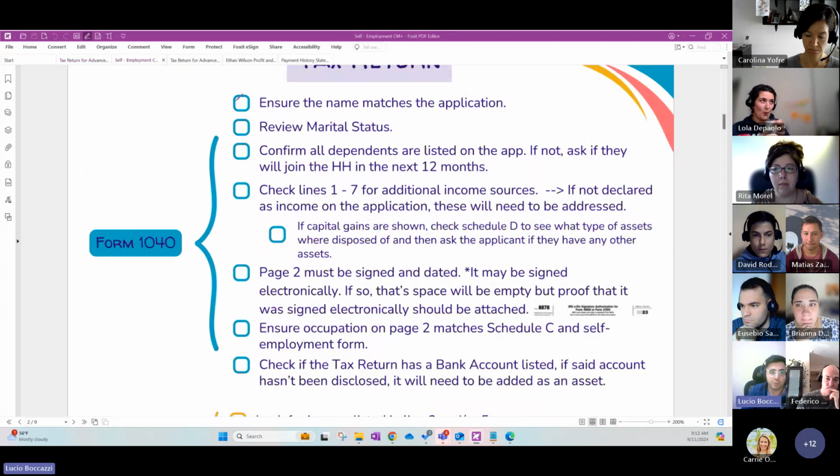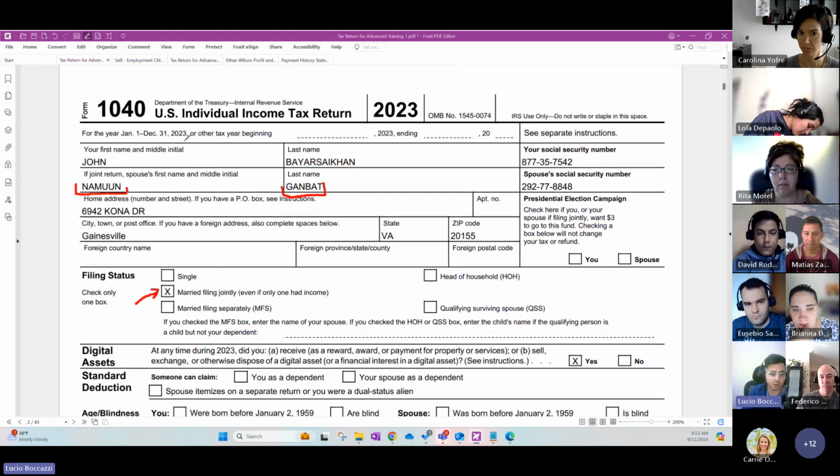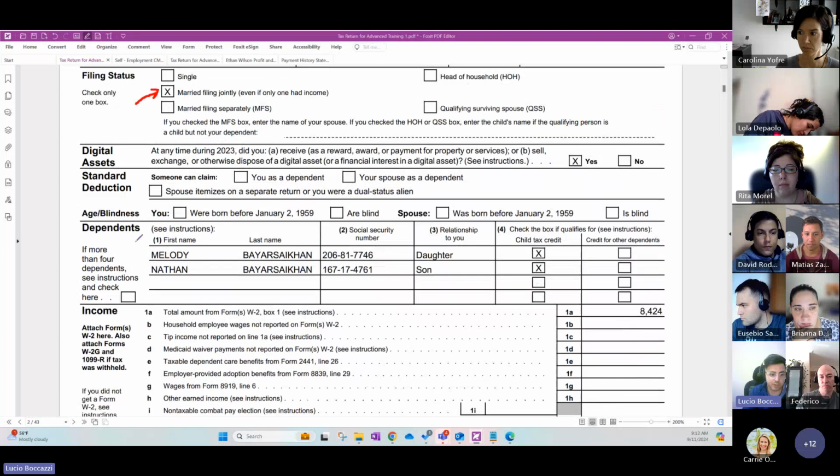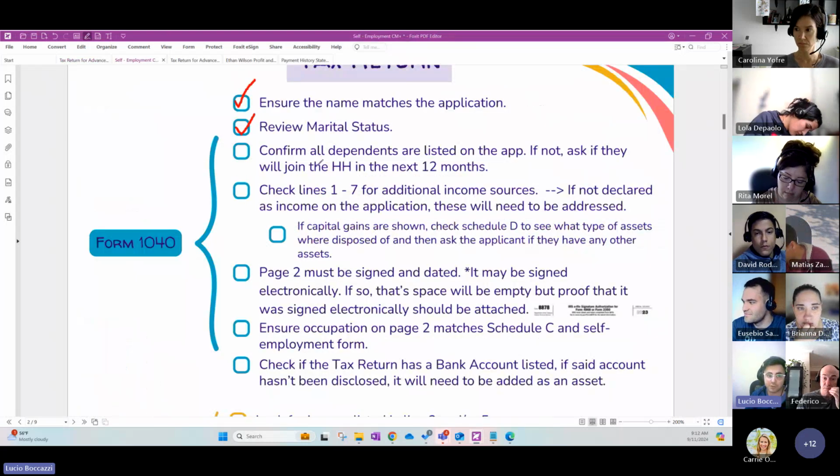So we can check these two and get them out of the way. The next thing that we want to do is confirm that all dependents are listed on the application. If not, ask if they will join the household in the next 12 months. So I will scroll down to the dependent section. I see that there are 2 children. So I would go back to the application for residency and see if they were listed on the application. If they were not, then we will ask to know if they are actually going to join the household.